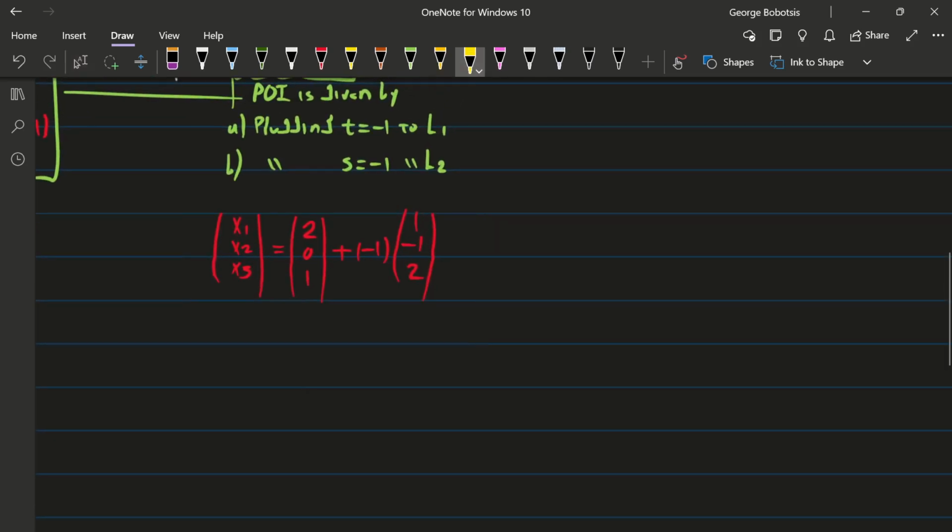All right, so I'm doing A here. Bada bing, bada boom. And we get, what's 2 minus 1 there, is 1. 0 plus 1 is 1. 1 minus 2 is -1. That's the point of intersection. There you go.